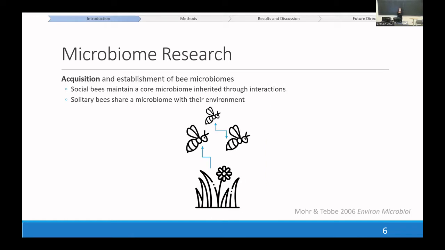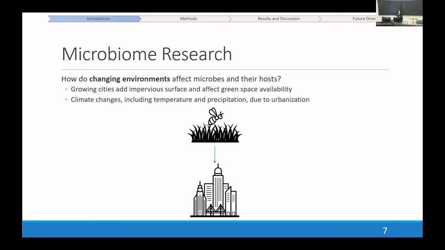A lot of research questions for the microbiome are related to how it is acquired and established and maintained in the host. Oftentimes, social bees are able to maintain a core microbiome that is inherited through vertical transmission, so going from mother to offspring, or through social interactions. Solitary bees don't have these social interactions, and so they rely more on the environment to acquire and obtain their microbiome. Things like foraging or from their nest environment, it's less about social interactions and more about what they are exposed to. And so this means that changing environments are particularly important in solitary bees in affecting the microbes and how that dynamic relationship with their host is.